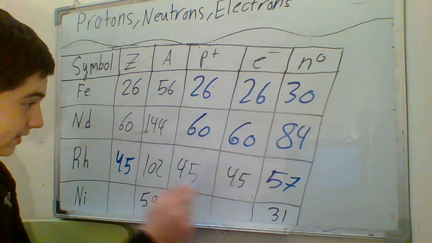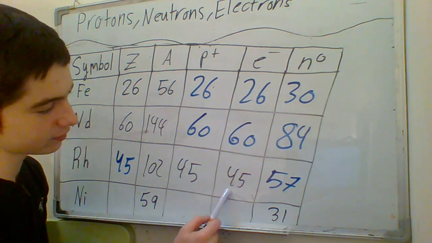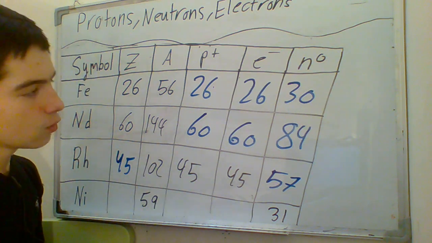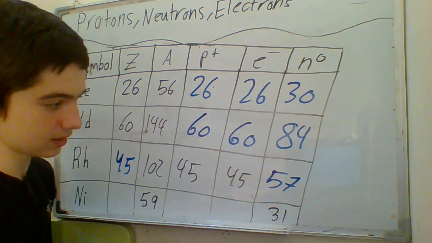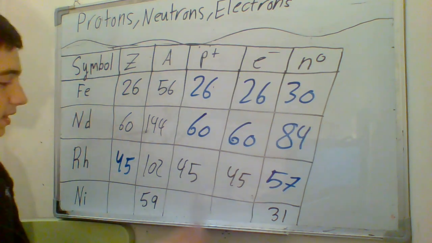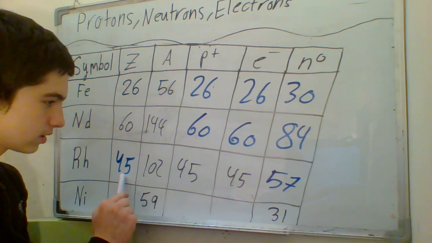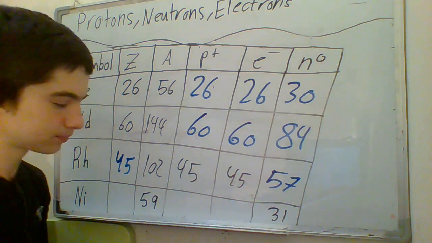Now, of course, because the element is neutral, we're going to have also 45 electrons to neutralize it. 45 positive things, 45 negative things. What about the number of neutrons? Simple. We said 102, the atomic mass, minus the atomic number equals the number of neutrons.